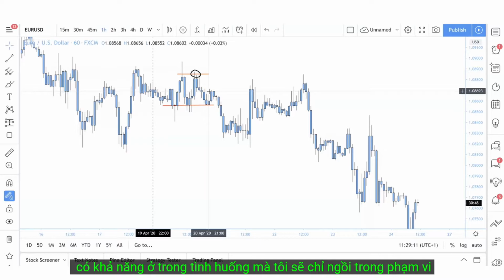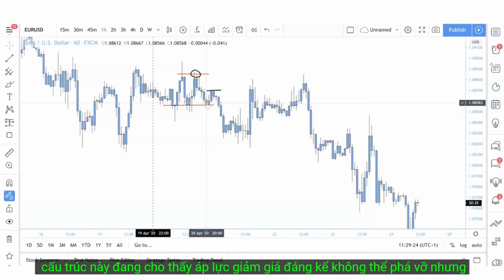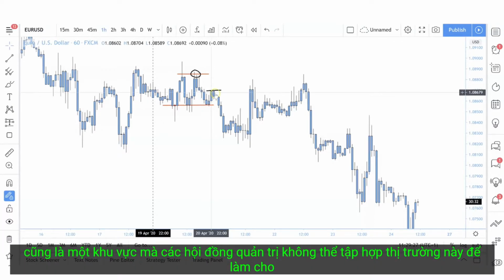So what I'm going to do is identify a behavioral change. And as you can see here, we have a lower high pattern forming off of the previous structure. This is showing significant bearish pressure, a fail to break, but also an area where the bulls weren't able to rally this market to make the new higher high, and we have a lower high here.